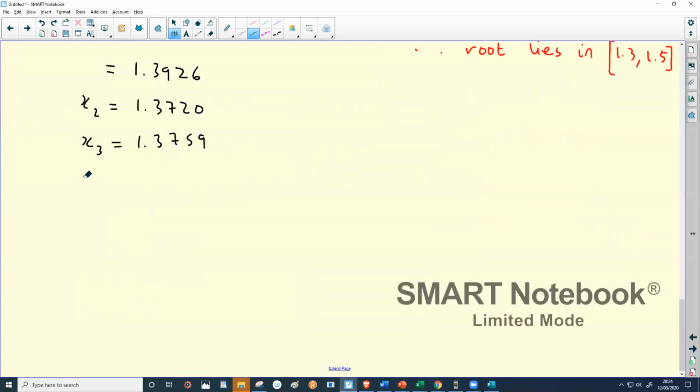1.3751. So x4 equals 1.3751. And we can see that the last 2 answers converge to the same thing, to 2 decimal places. So the root here, we can say correct to 2 decimal places, is 1.38.